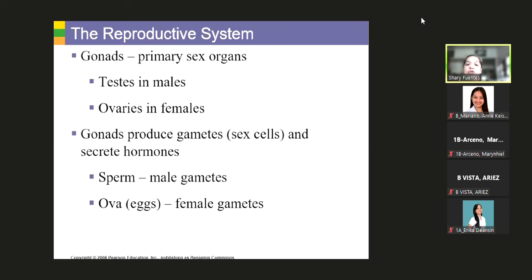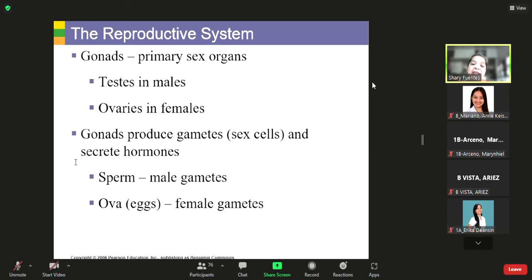Okay? So these gonads are the ones responsible for producing gametes or your sex cells. Okay? And the gonads also secrete some hormones. And we have already learned that one in your endocrine system. Okay? So when we say gametes, ang sa lalaki, they produce the sperm. Ang sa babae, they produce the ova or the ovum.